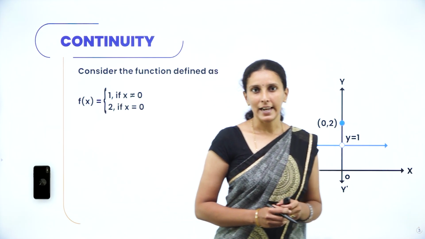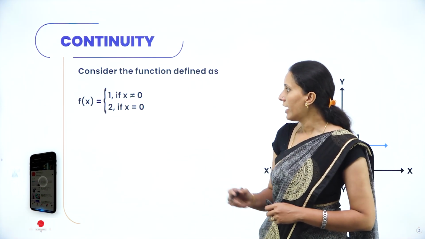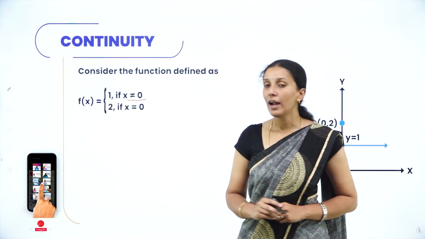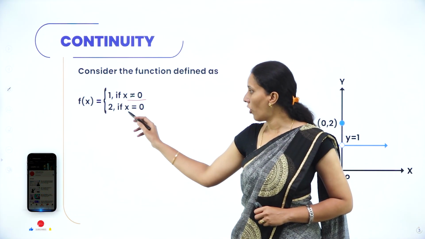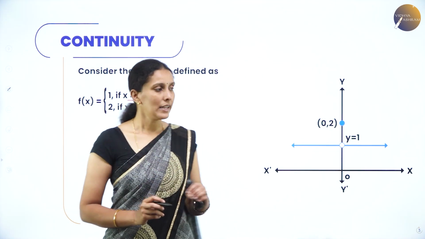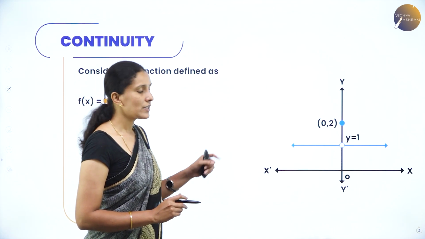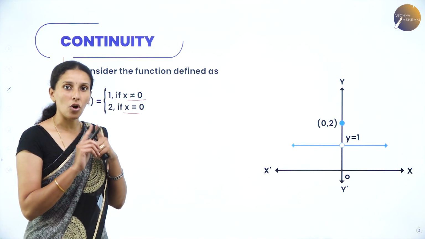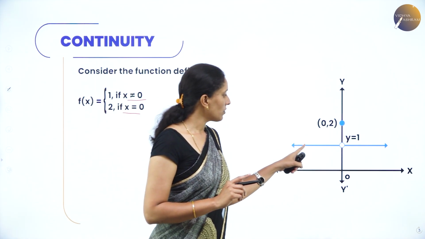So, let us take an example of a function: f of x is equal to 1 for x not equal to 0 and f of x is equal to 2 for x is equal to 0. The graph of this function is defined as follows here. So this is the graph of the function. What does the function say here? For any value x not equal to 0, the value is equal to 1.